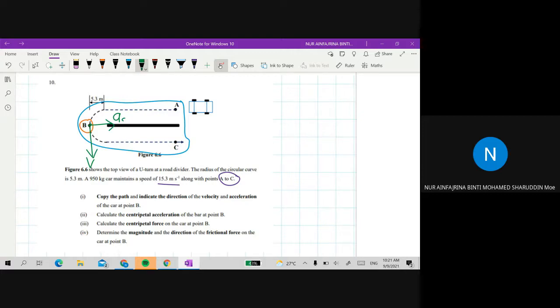Calculate the centripetal acceleration of the car at point B. So dia minta centripetal acceleration of the car dekat point B. Macam mana kita nak buat? Anyone?